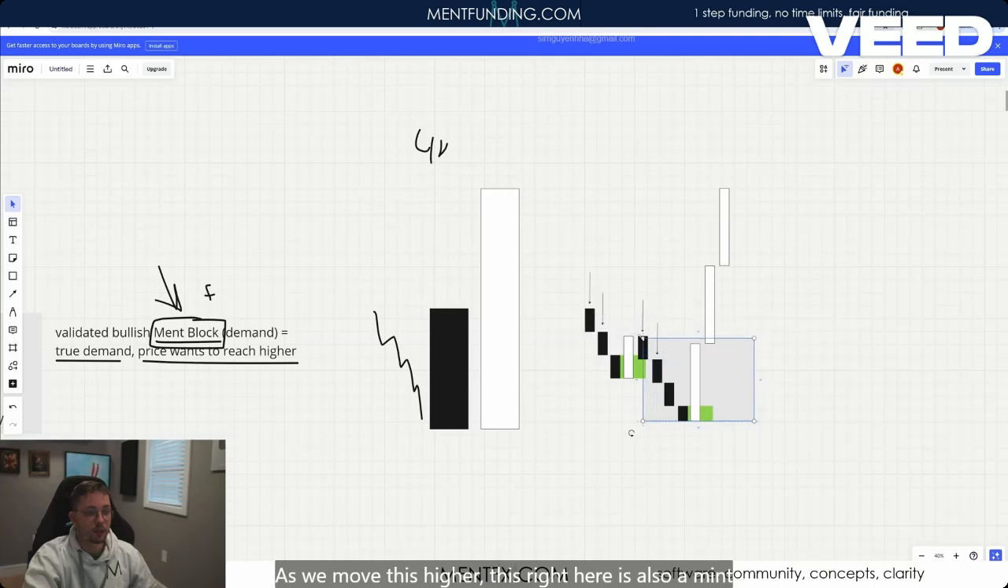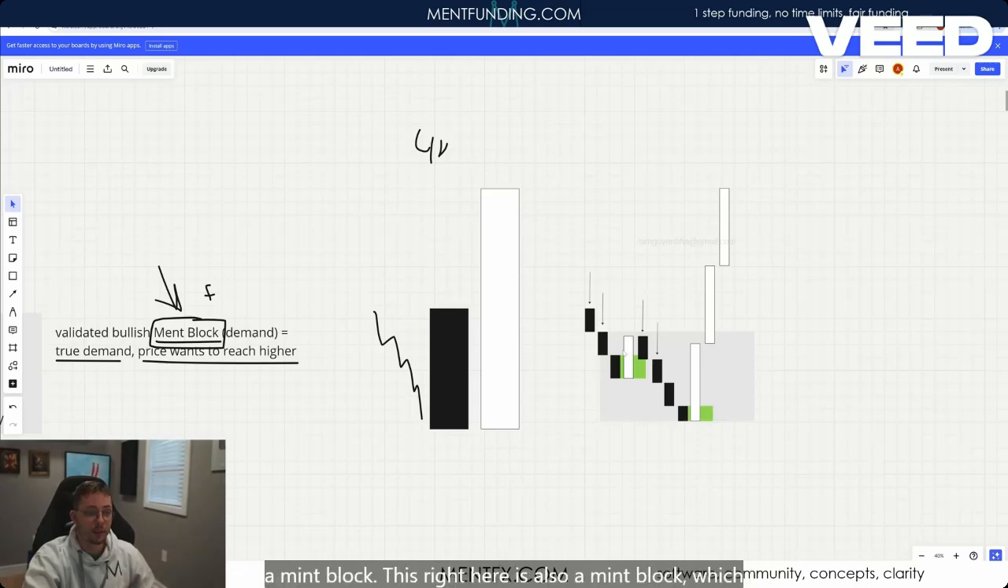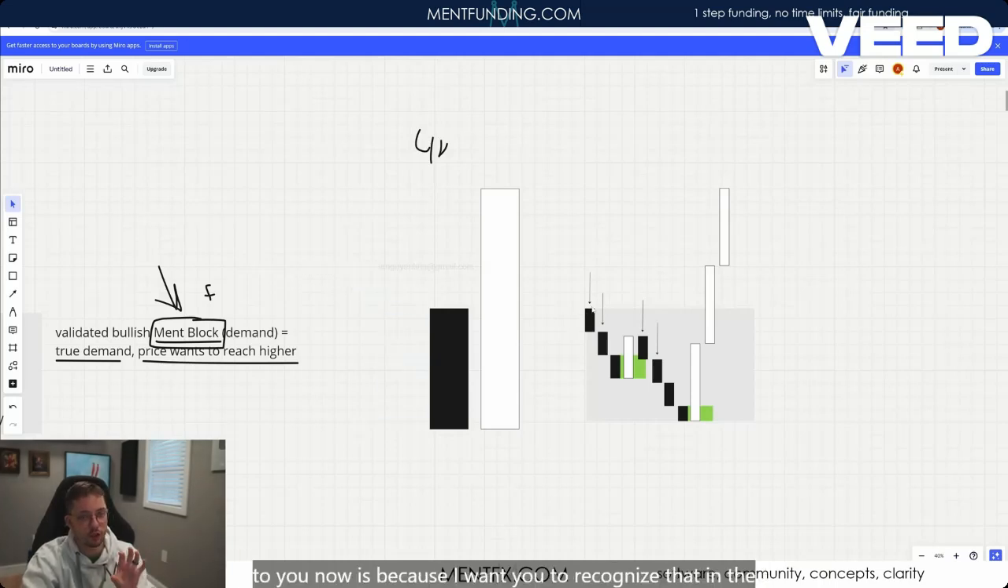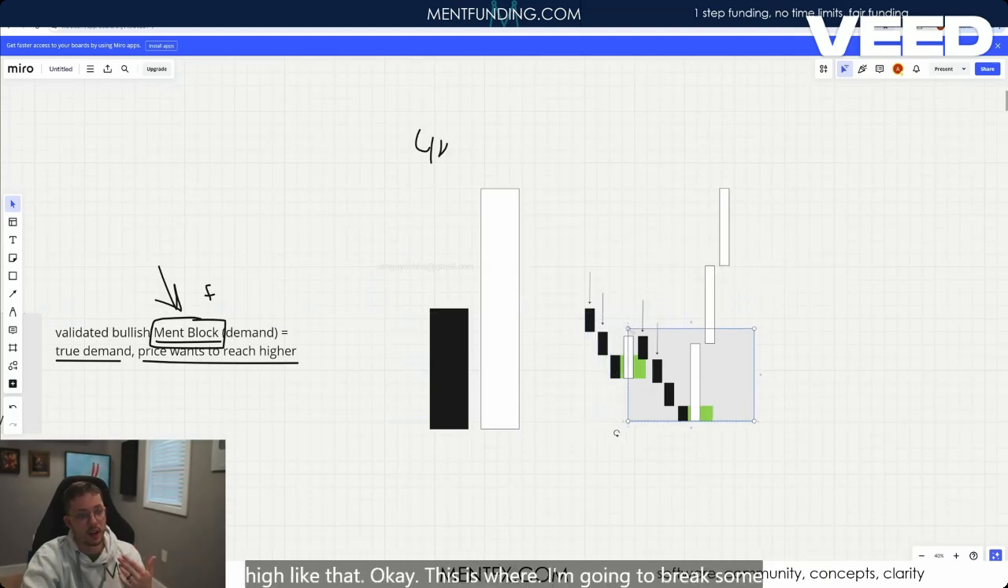As we move this higher, this right here is also a ment block. This right here, the trades through that high, is also a ment block. This right here is also a ment block, which just happens to correspond to this demand zone that we've seen that does become validated through this move here on a higher time frame. And the reason I'm breaking this out to you now is because I want you to recognize that in the event that you're a trader that buy stop, let's say this high, like that, okay?